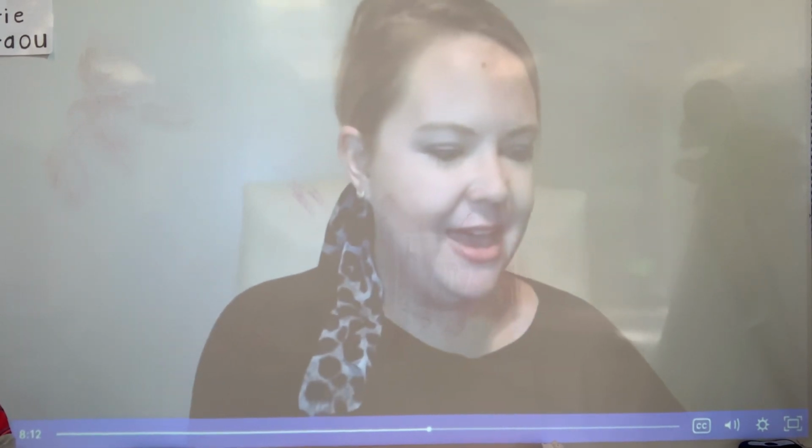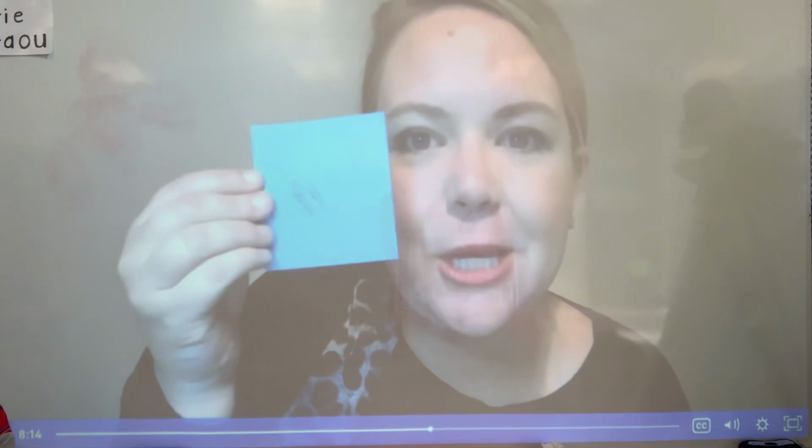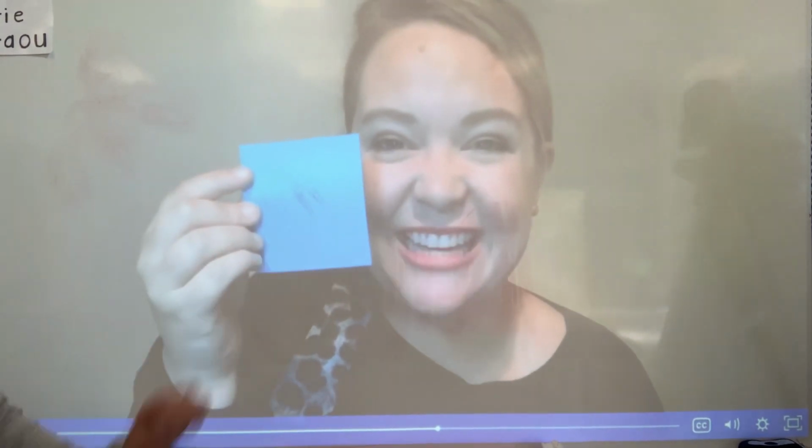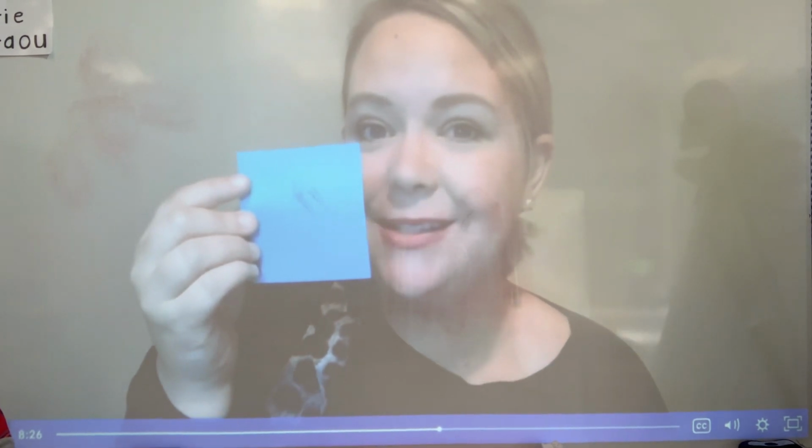I had this sticky note laying beside me, this blue sticky note. Is it a rectangle? Yes. You might also say it's a square, because all 4 sides are the same length.